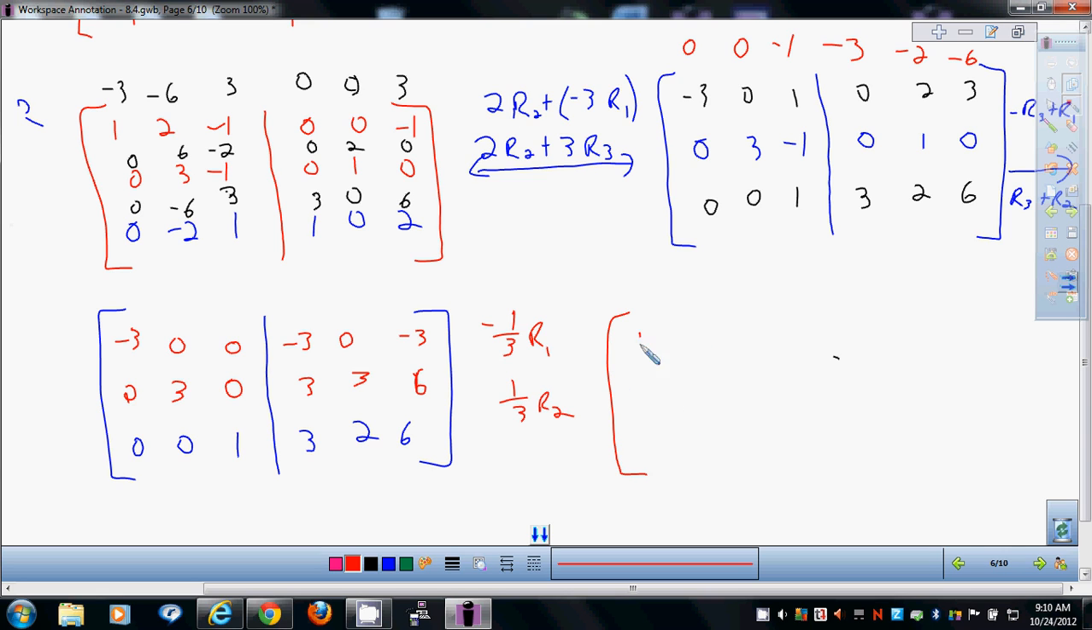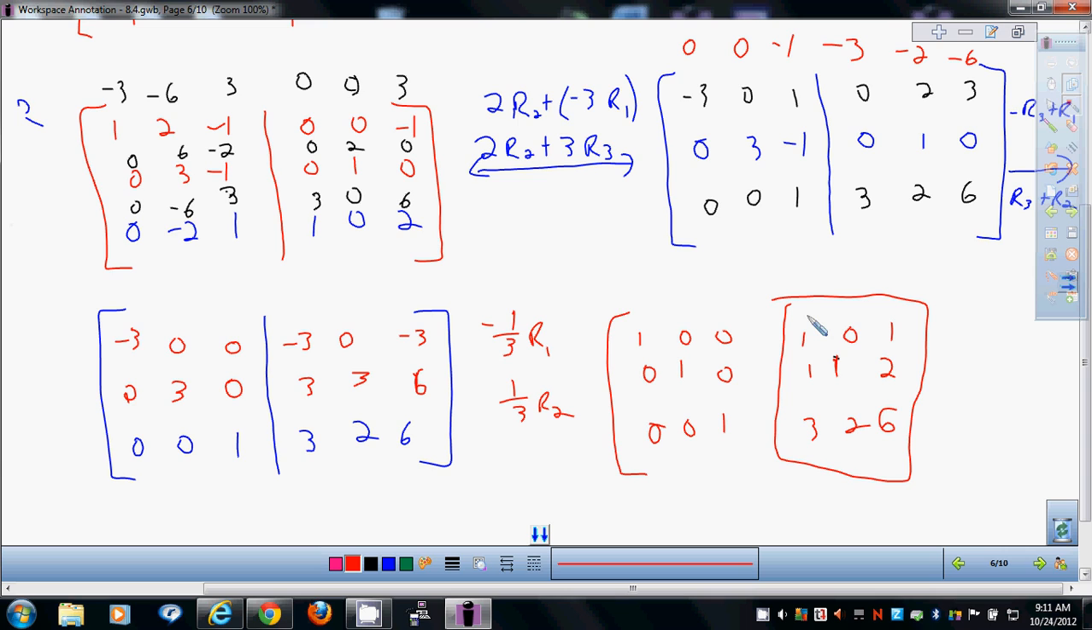That's going to make this 1, 0, 0, 1, 0, 1, whatever. 0, 1, 0, 1, 1, 2. I'm not going to promise you're not going to get some today with fractions. That's a very distinct possibility. And then 0, 0, 1, 3, 2, 6. And this right here is the inverse of your original. The left side is the identity. There's your inverse. If you want to check it, multiply it by your original. You should get the identity back.